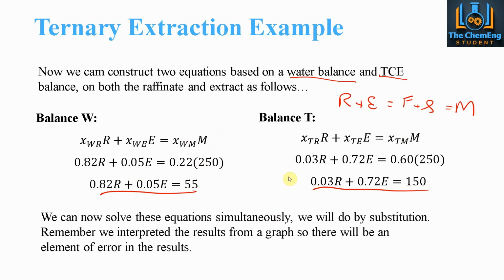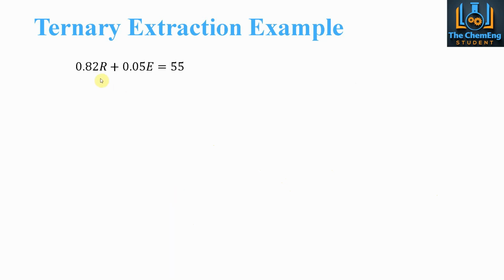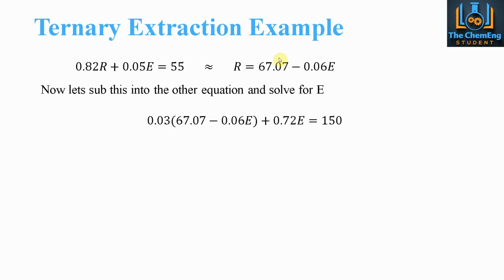Now we can do this by either elimination or substitution. Here we'll do it by substitution, i.e. we will rearrange one equation and substitute it into the other. Now, just to note that we did interpret the results, so there will be an element of error within the values. So what we'll do is rearrange this equation for R in terms of E. And now we will take this equation and substitute it in for R in the second equation. So therefore we've replaced R as a function of E.